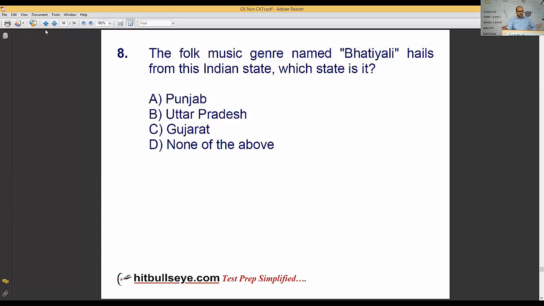Again, I love the confidence with which you guys are guessing something that I said you should not be doing. The answer is none of the above, option D. Bhatyali is actually from West Bengal and Bangladesh. Okay, now you come to the right answer.